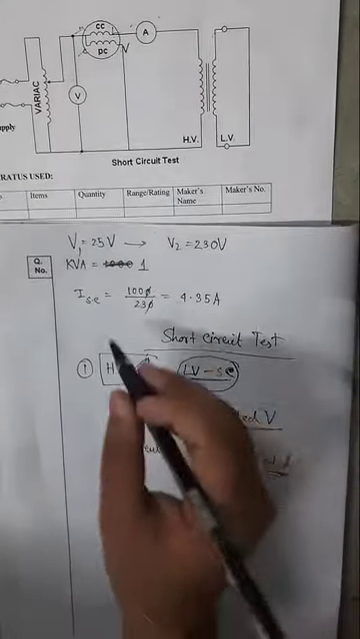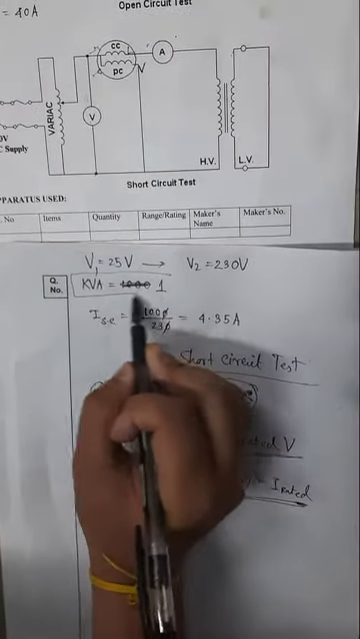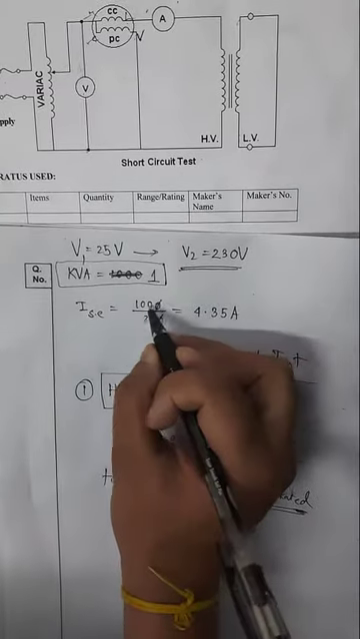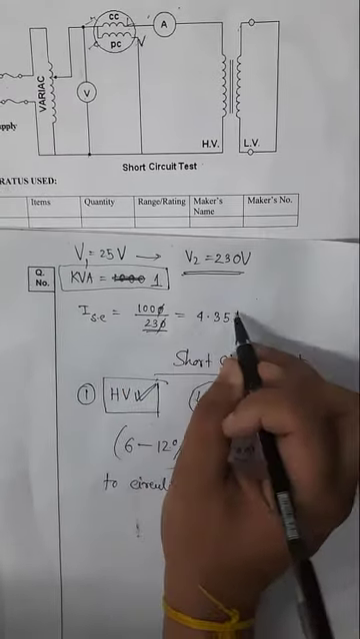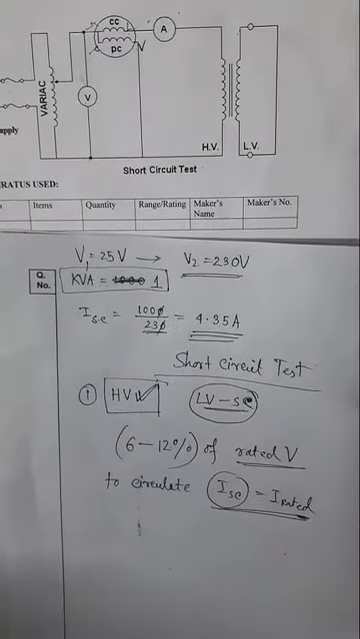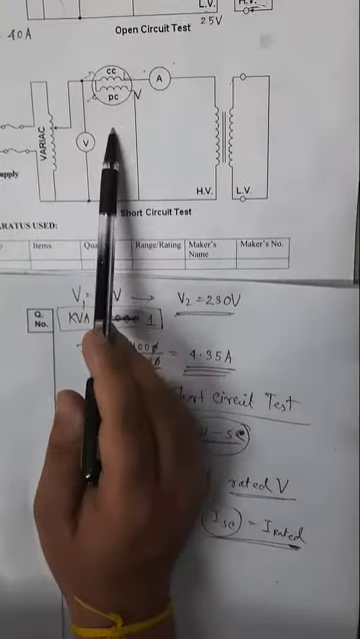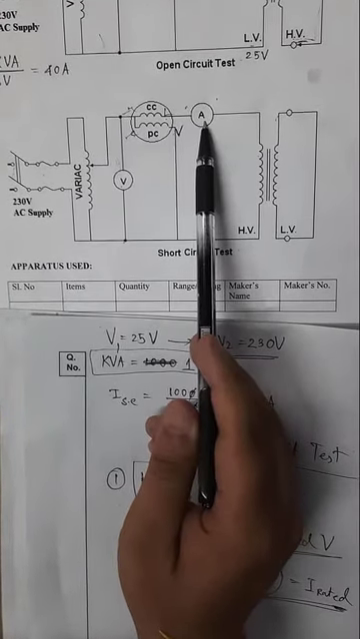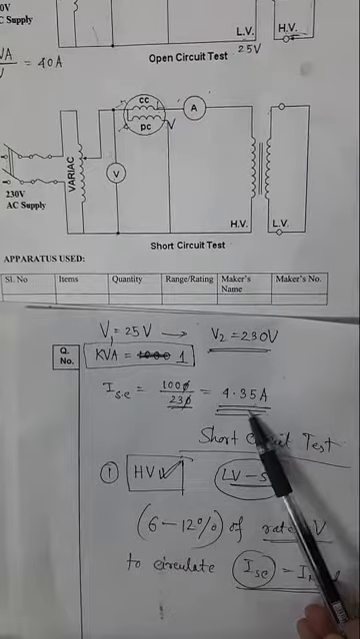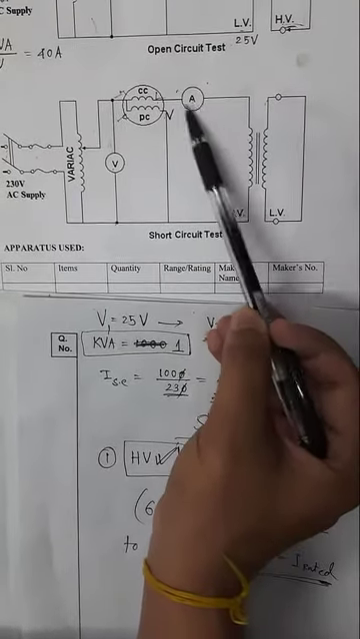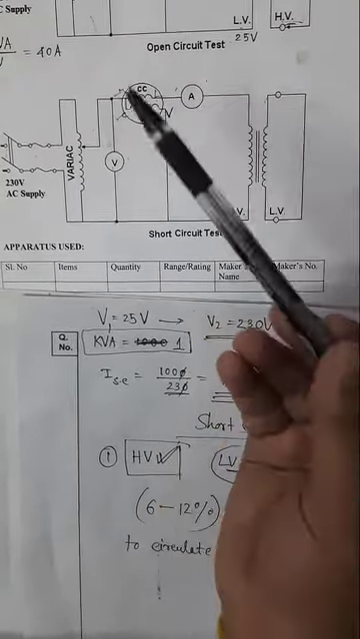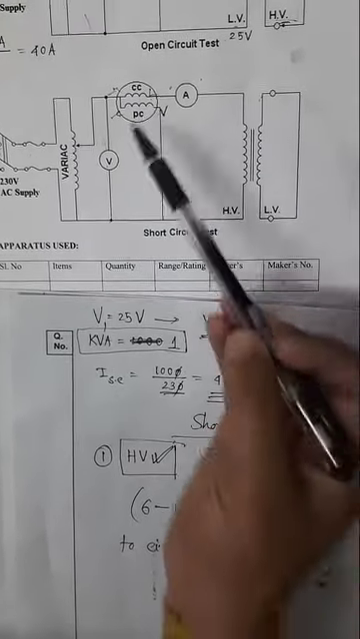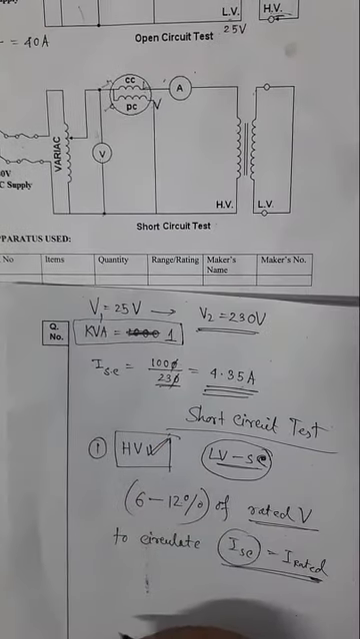So as the transformer is 1 kVA, the short circuit current on the 230 volt side will be 1000 volt ampere divided by 230 volt, which comes out to be 4.35 ampere. In this circuit diagram we will change the variac so that the ammeter reading gives 4.35 ampere. On the basis of this current, we need to check the voltmeter reading and the wattmeter reading. In the short circuit test, the wattmeter gives us the copper loss.